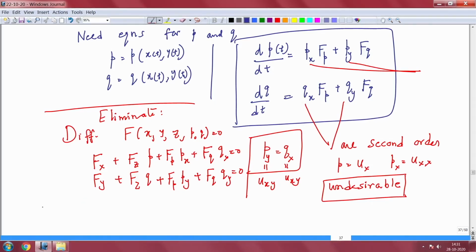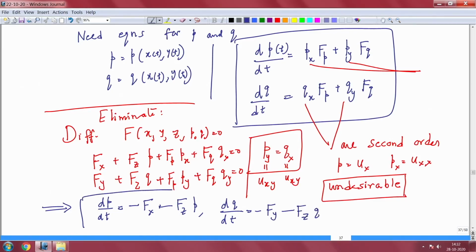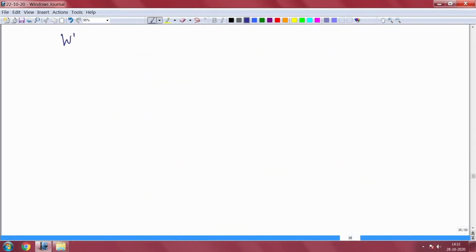So by eliminating, it will imply dp by dt is equal to minus fx minus fz p, and then you will have dq by dt equal to minus fy minus fz q. So you see, you have 5 set of equations, but how do you solve it and what is the geometry? So I want to get what is the geometry now.